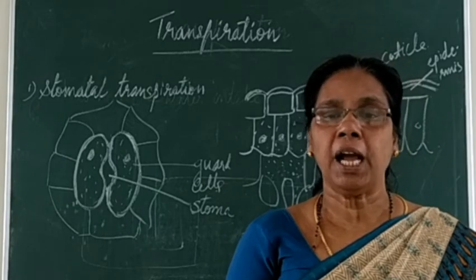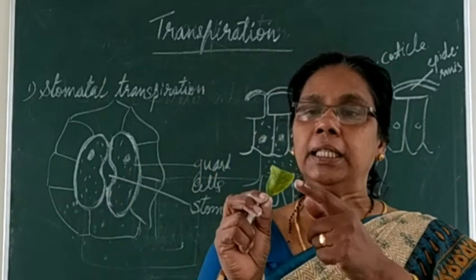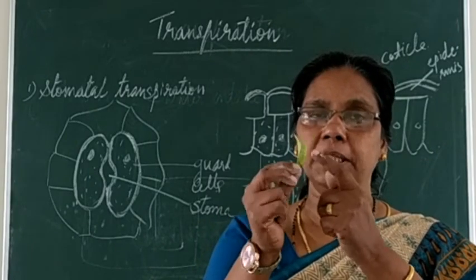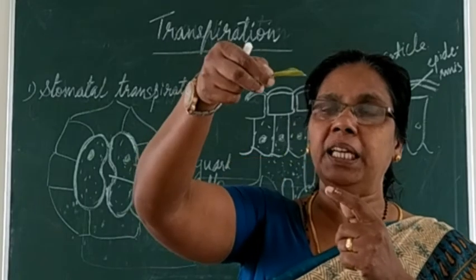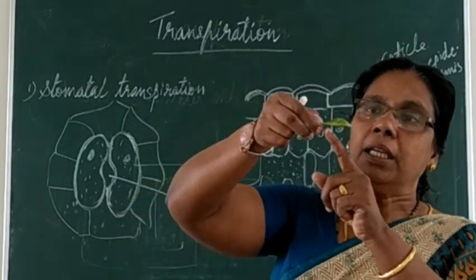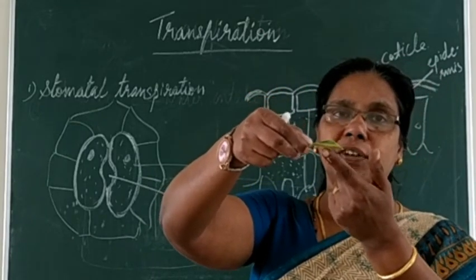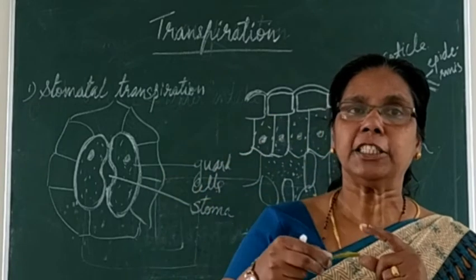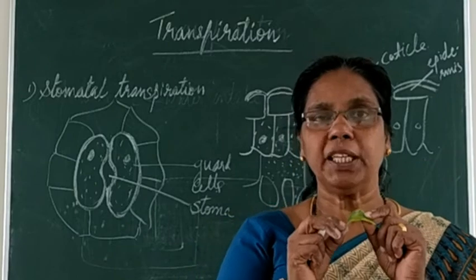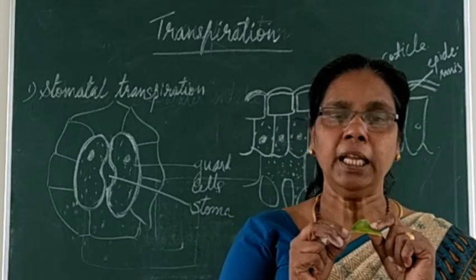More transpiration occurs from the under surface of the leaf. So here you can see this is the upper surface, this is the lower surface. The leaf will be like this. So more transpiration always takes place, if the leaf's position is like this, from the lower surface of the leaf. With an experiment, we can prove that more transpiration takes place through the lower surface of the leaf.